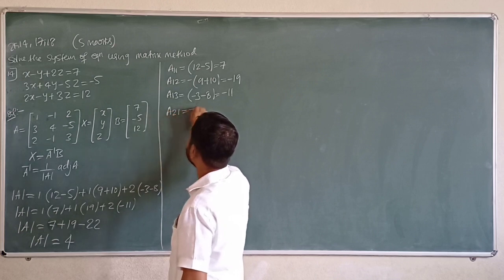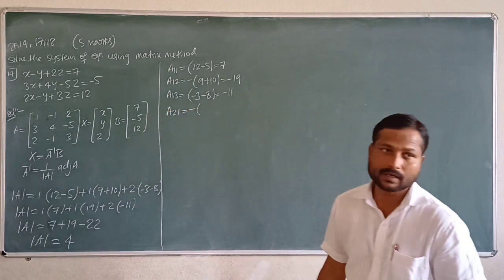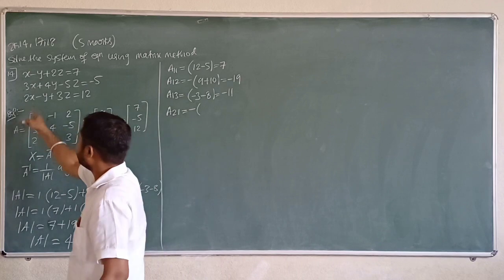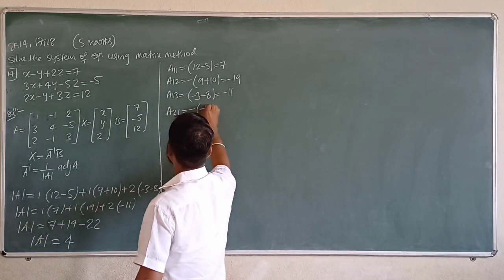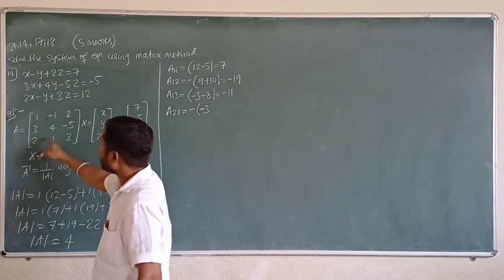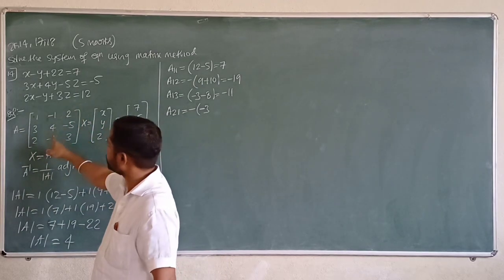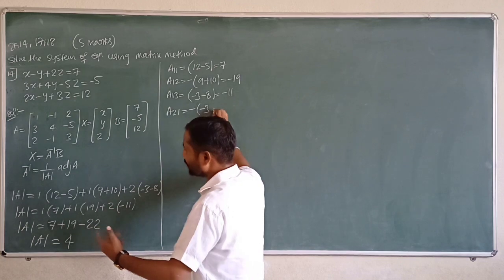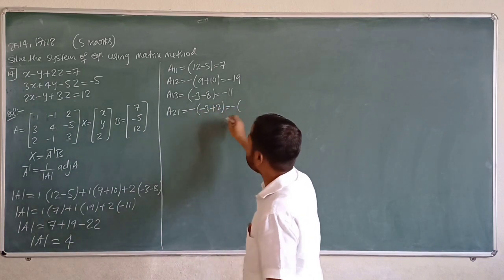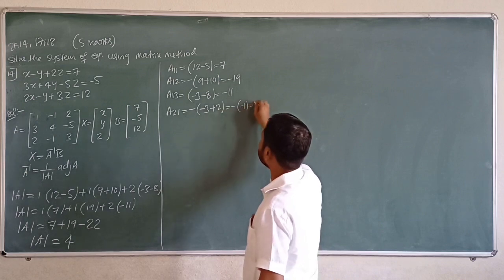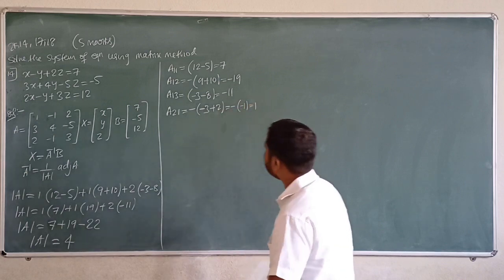Is A21 positive or negative? Negative. Delete second row, first column. Second row, first column. Minus into plus minus. 1 3s are 3. Which 3? Minus 3. Minus into plus minus, minus into minus plus, 1 2s are 2. Which 2? Plus 2. Right. That is minus as it is into. Minus 3 plus 2 is minus 1. Minus 1 with the minus sign becomes plus 1.